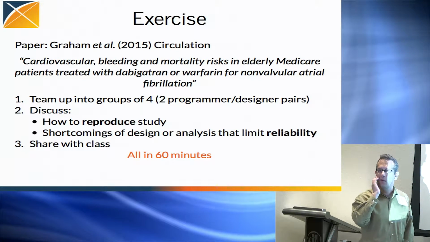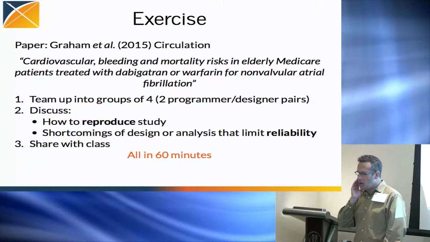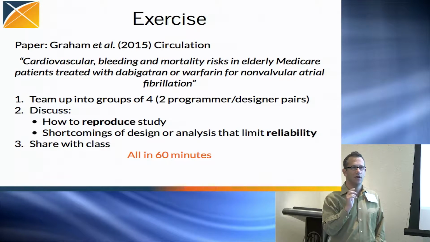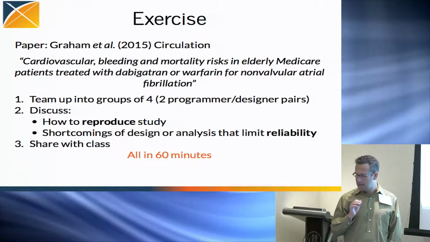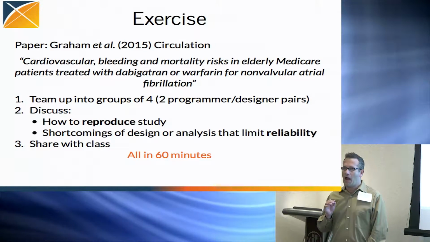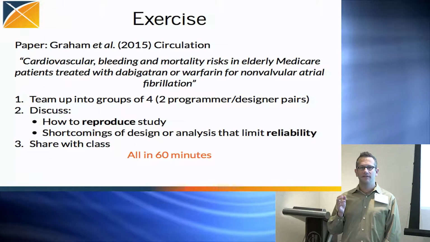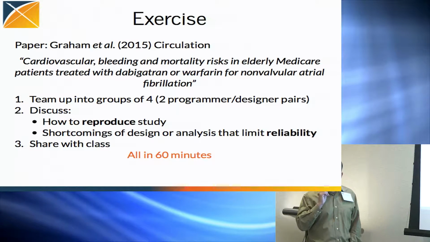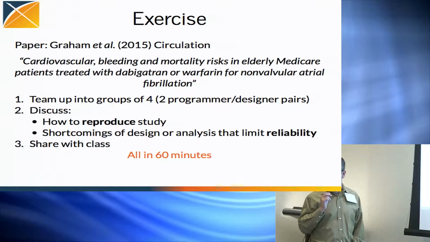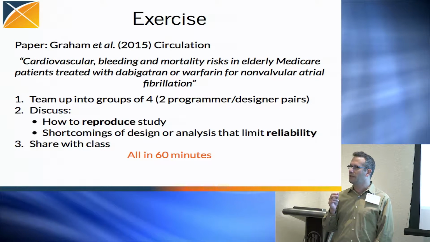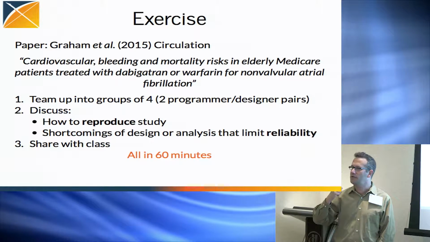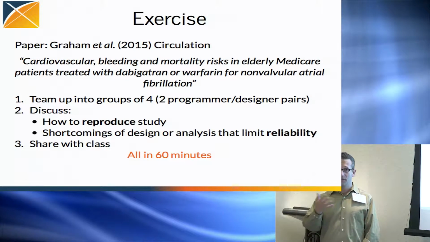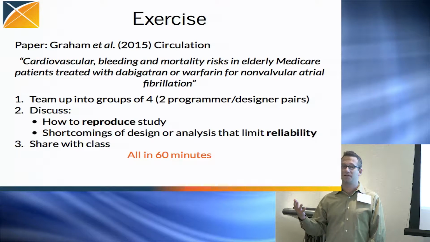And within those groups of 4, start a conversation over 2 topics. Primarily the first topic, which is how could we reproduce the Graham study? And how reliable are the estimates or quantities that we're inferring from this study? Basically, think about what some of the shortcomings of the design or the analysis might be that limit the reliability. We're focused on, could we reproduce it, and are the results reliable? And then we're going to share in a discussion together for about the last 30 minutes.